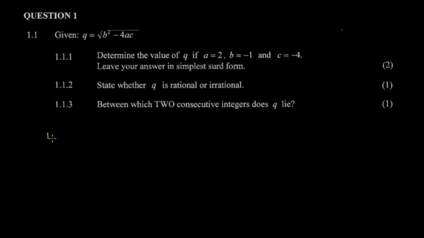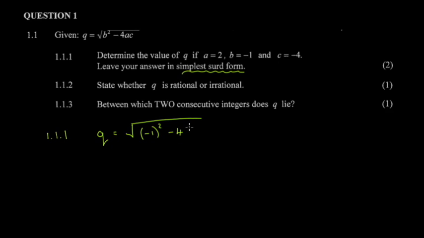Okay, so question 1.1.1 says determine the value of Q if, so this is a matter of substitution. And you're asked to leave your answer in the simplest surd form. So Q equal to the square root of, if you're substituting, I always encourage you to use brackets. Every time, just use brackets, because sometimes you get the negative signs messed up.